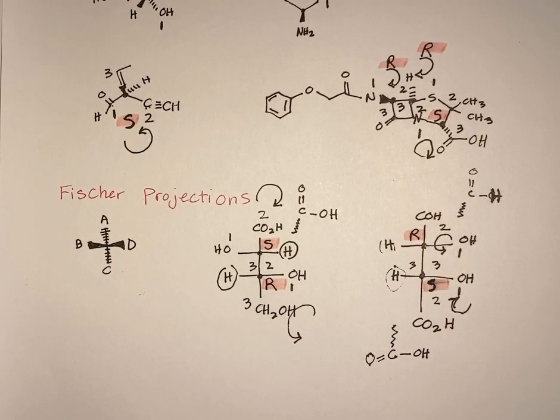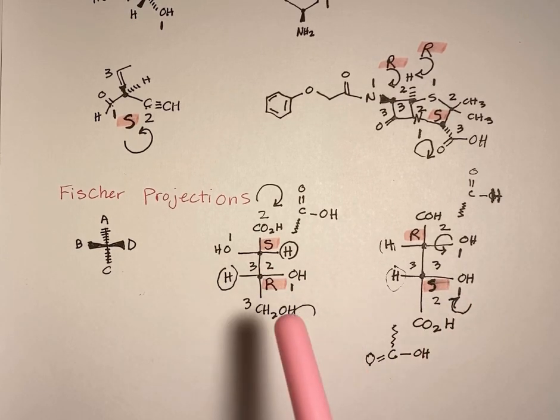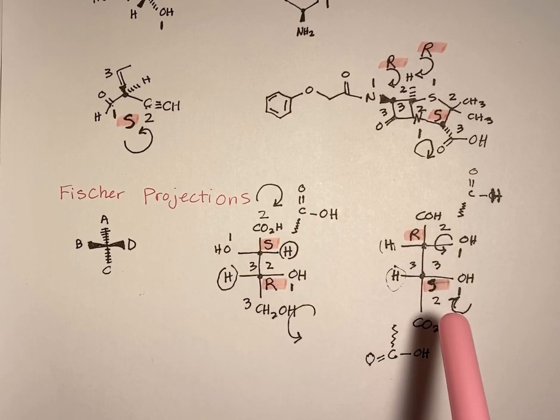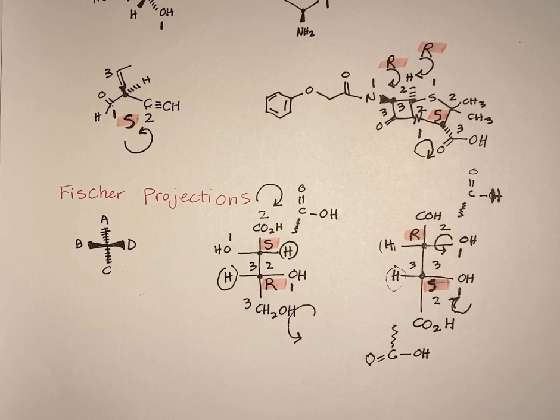And yeah, so whenever they ask you to compare Fischer projections and have you tell them if they are diastereomers and enantiomers or not related, you can always look at the formula, and if it's the same, you can compare the stereogenic centers. If they're flipped, then they're enantiomers. If one is different, then diastereomers, and so on.